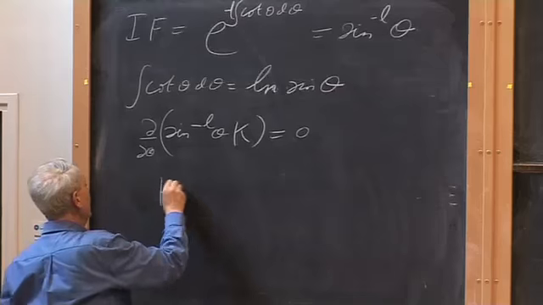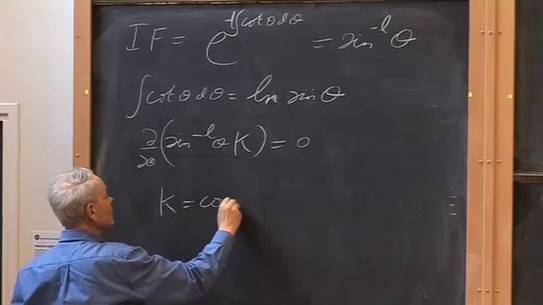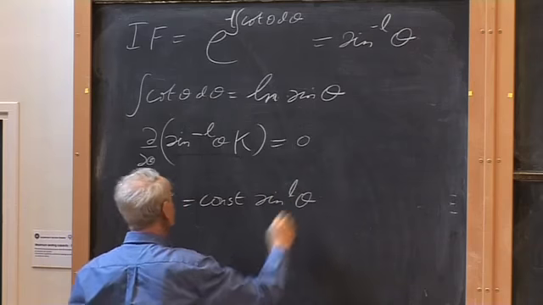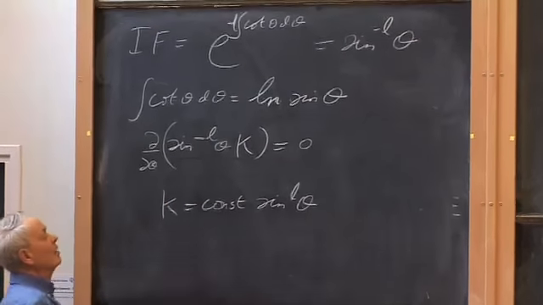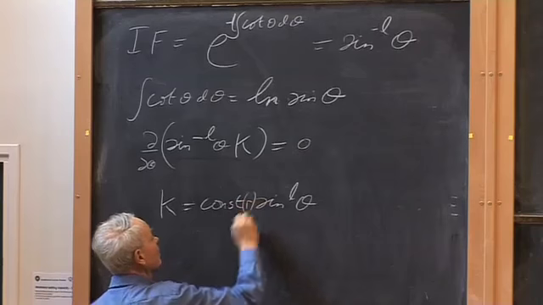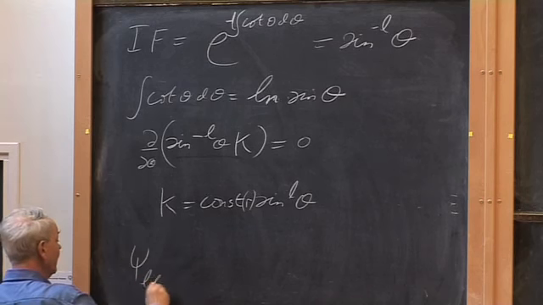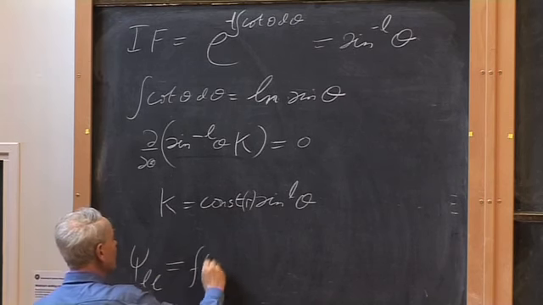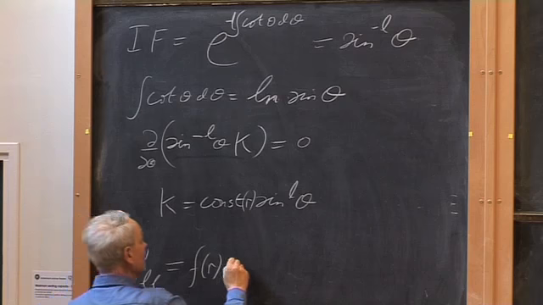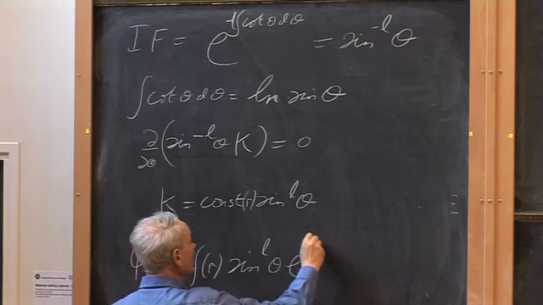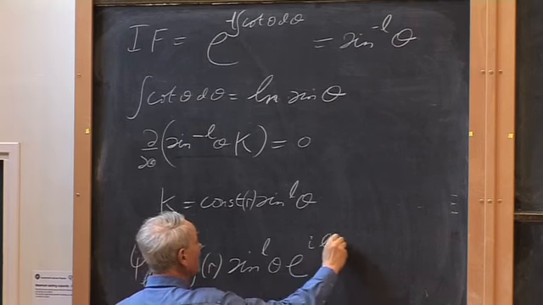In other words, k is equal to a constant, which is obviously going to be some kind of normalizing constant, times sine to the L theta. And we have discovered this constant in principle depends on r, right? You can have any r dependence you like. So what we've discovered is that psi LL is any function of r you like times sine to the L theta e to the I L phi. This is an important kind of result.